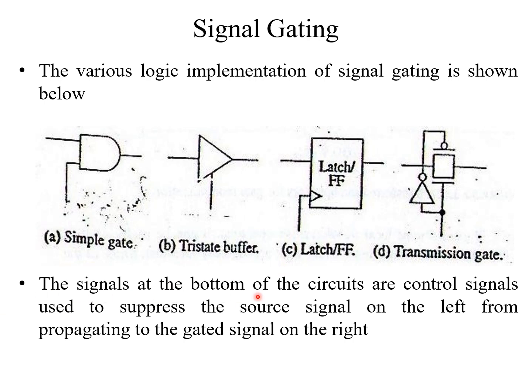The signals at the bottom of the circuits are control signals. So this one and this one are control signals used to suppress the source signal on the left from propagating to the gated signal on the right. The signal propagating from left to right can be controlled by the enable signal, this one. Okay, so that is called signal gating.